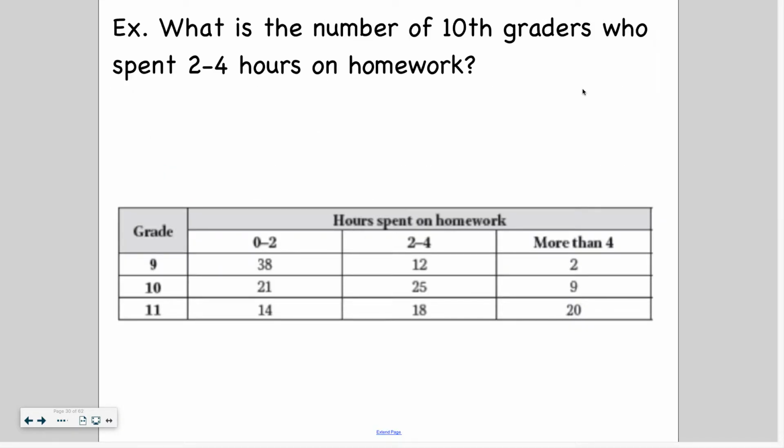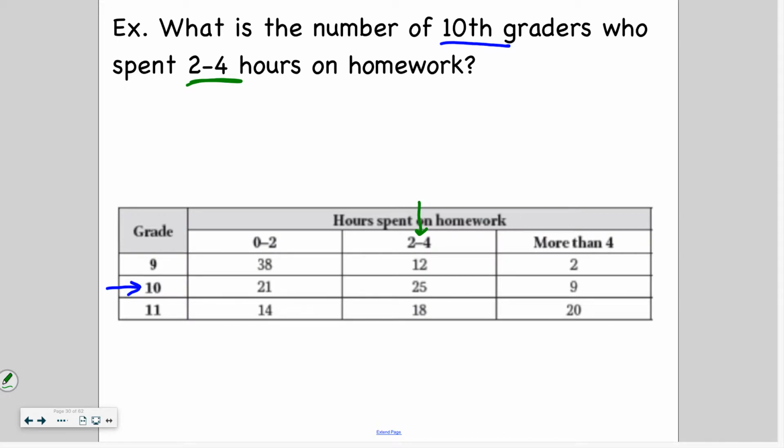All right, so what is the number of 10th graders who spend 2 to 4 hours on homework? I'm going to have to look at two separate things. First thing I want to look at is 10th grade, and that's the only set that I want to look at. The next thing I'm going to look at is the amount of time, which is 2 to 4 hours. So if I look at the 2 to 4, 2 to 4 is here. So I'm going to see where these two meet up.